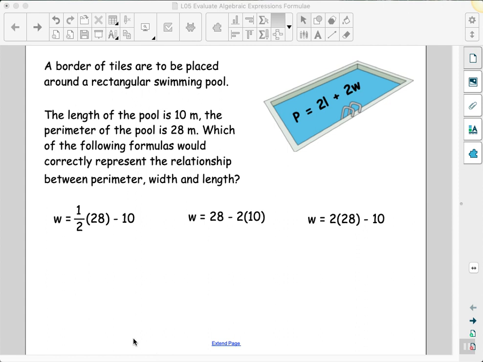So the first one we're going to look at is one involving a perimeter of a rectangle. So we've got this rectangular swimming pool. You're told the length is 10, the perimeter is 28. Then you have to decide which of the following formulas correctly represents the relationship between perimeter and length.